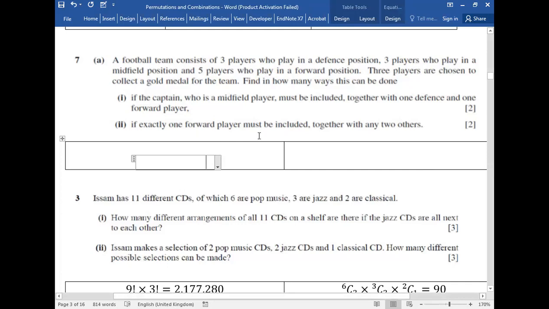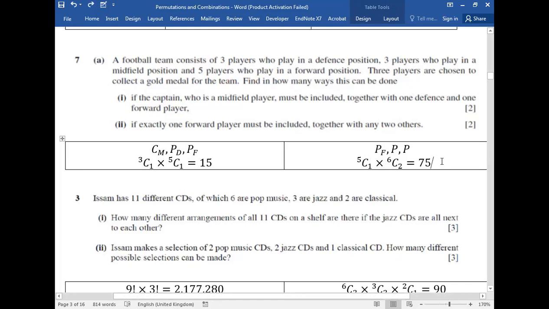If exactly one forward player must be included together with any two others. एक forward include कर दिया आपने. कौन सा forward? 5C1, together with any two others. 6C2 क्यों? बाकी 6 जो बचे हैं उनमें से कोई से भी. Because the question says exactly one forward player. बाकी दो 6 में से कोई भी हो सकते हैं.